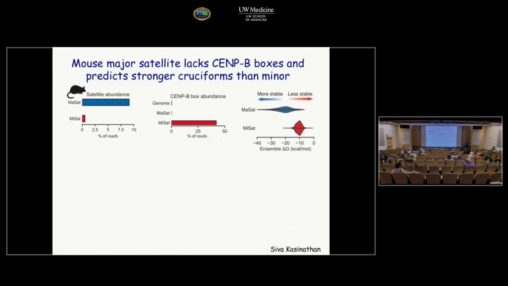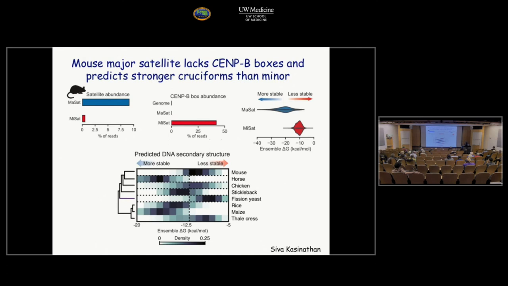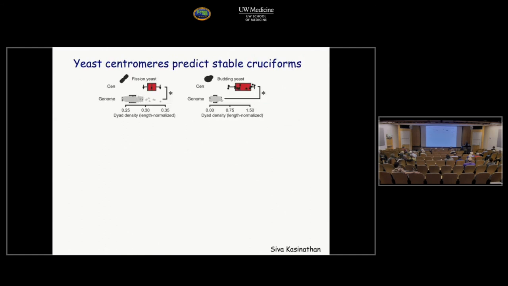In fact, if we look throughout the eukaryotic kingdom, we see this divergence. So, for example, corn has more stable predicted secondary structure, whereas Arabidopsis is less stable. Now, you'll see that this holds even for fission yeast, but not only fission yeast, but budding yeast too, the same thing. You see that the centromeric sequences are enriched for these high predicted foldback structures.